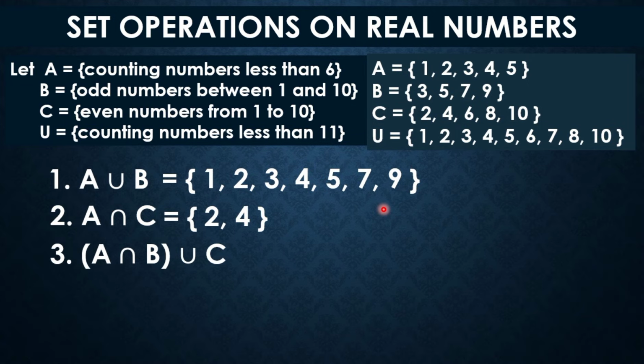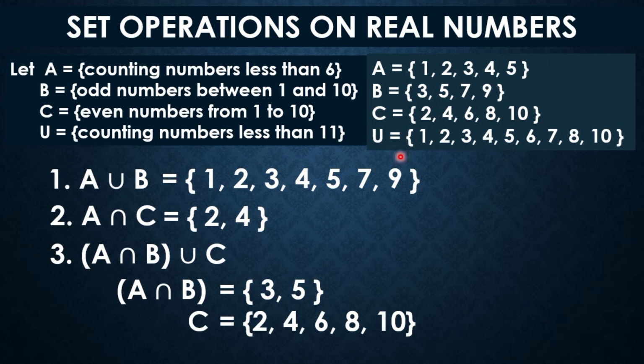Okay, let's have number 3. So, I have here the union of A intersection B and set C. So, paano natin to gagawin? Okay, so first, ang una munang kukunin is the A intersection B. Kunin muna natin si A intersection B. So, kunin natin kung anong meron sa A na meron kay B. And that is, pareho silang may 3, pareho silang may 5. So, the answer is 3, 5. Okay? And then, just copy the elements of set C. We have 2, 4, 6, 8, 10.